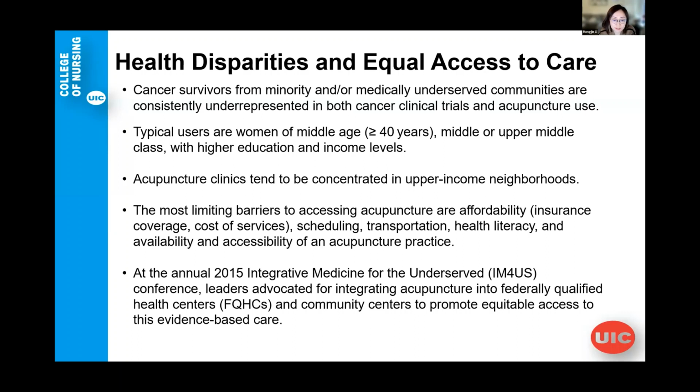Even though 60% of NCI designated cancer centers offer integrative medicine and incorporate acupuncture for cancer survivorship care, many people in medically underserved populations still do not have access to acupuncture because they don't have insurance coverage for acupuncture, or they cannot pay the cost. They have transportation issues or health literacy issues, and they have difficulty finding an acupuncture practice near their neighborhood.